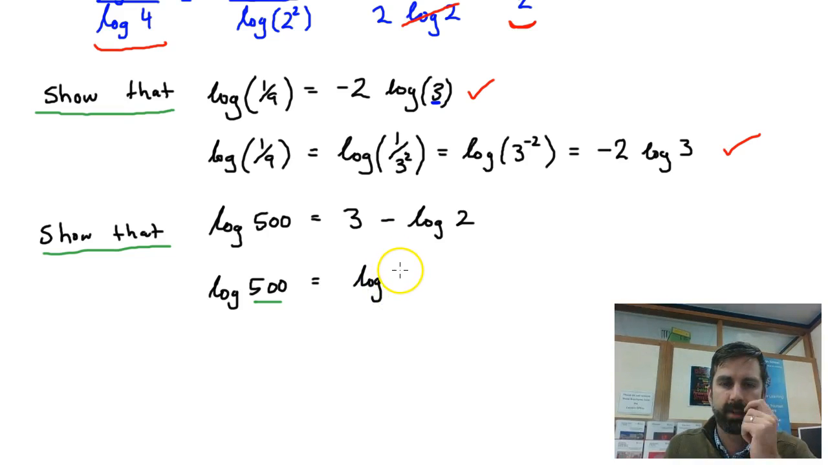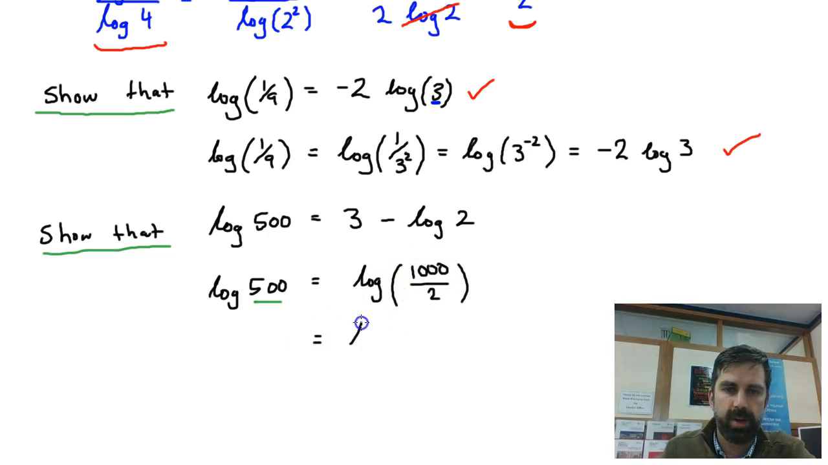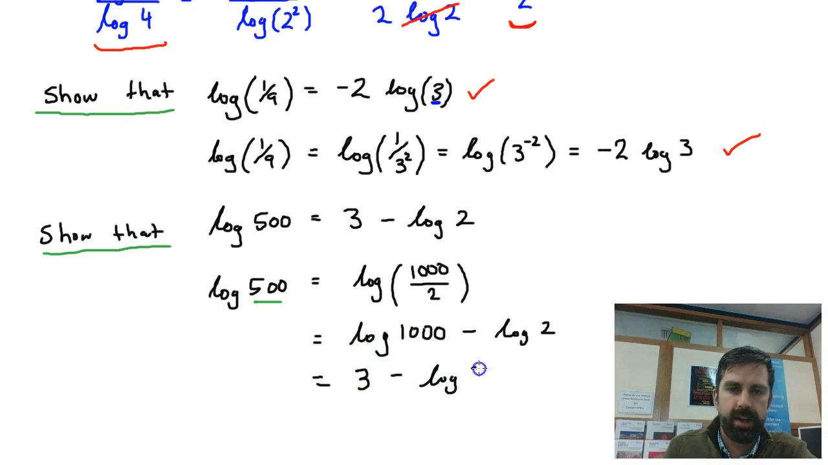So in this case, 500, you can write that as 1,000 divided by 2. And that's kind of nice because if we look at our second log law, we can rewrite this as log of 1,000 minus log of 2. So because we've got a number divided by another number, we can split that into log minus log. And log of 1,000, we know that that's 3. And that actually gets us to where we wanted to be.